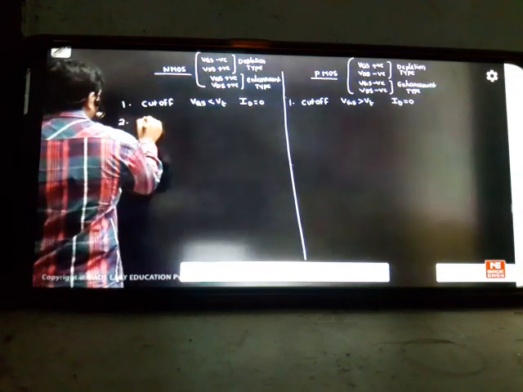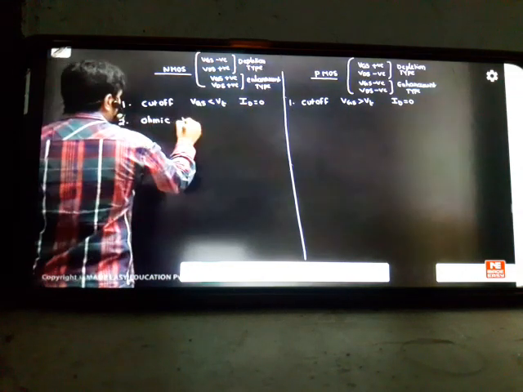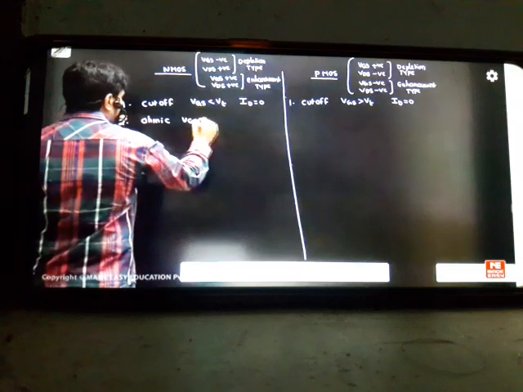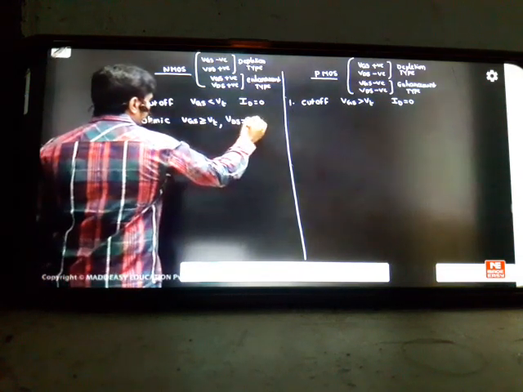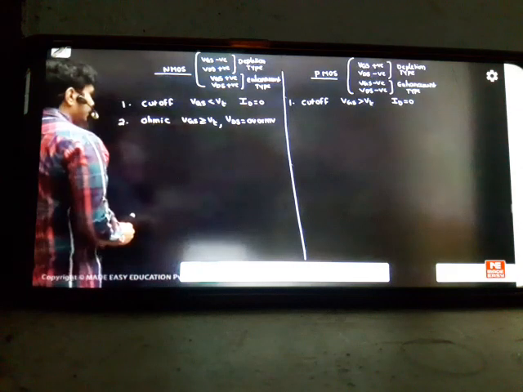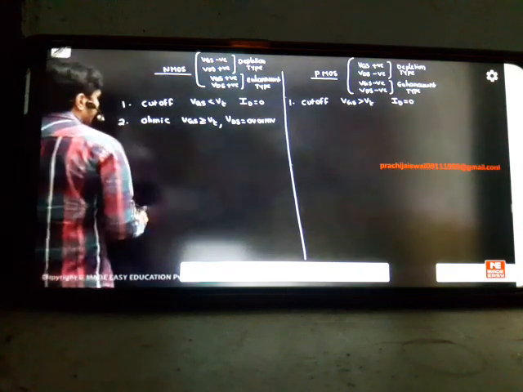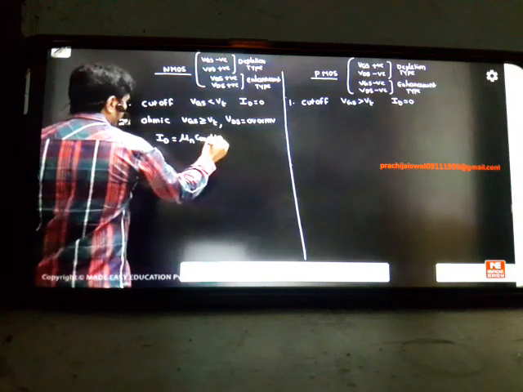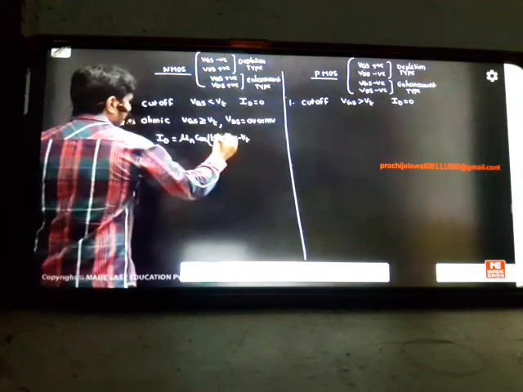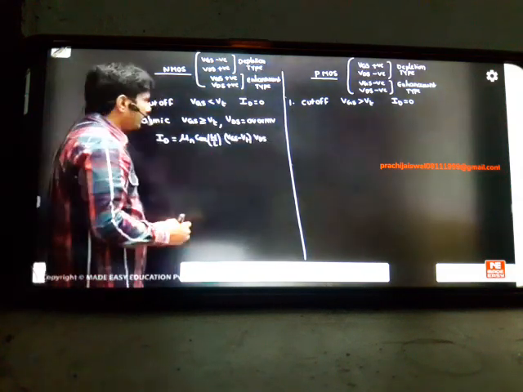The second point is ohmic region. For ohmic, your VGS should be greater than or equal to VT. Not only that, your VDS should be 0 volts or millivolts. Small voltages of VDS are considered ohmic. For this we have an equation: ID is equal to mu n Cox W by L into VGS minus VT into VDS. So this is the knowledge about the ohmic region.